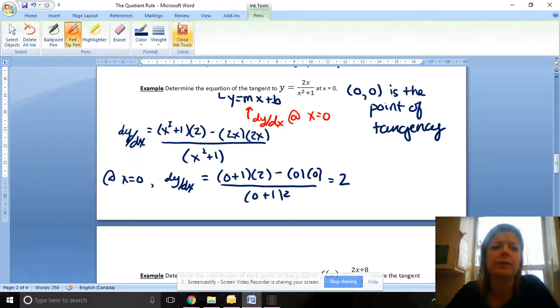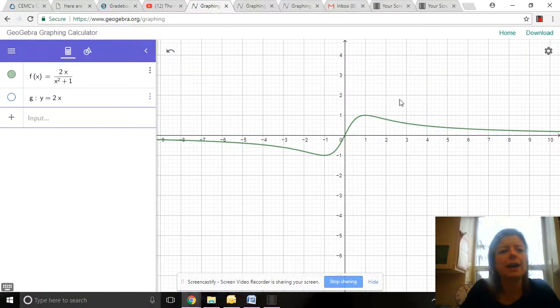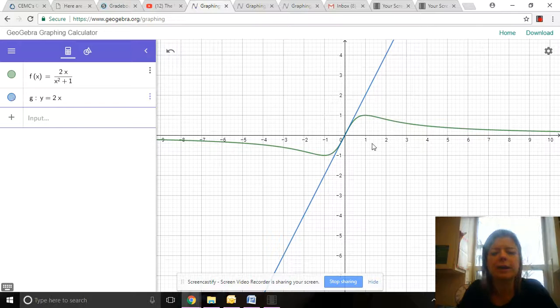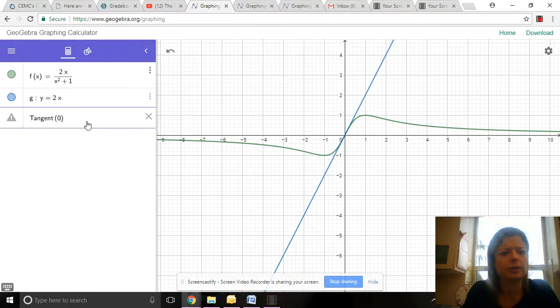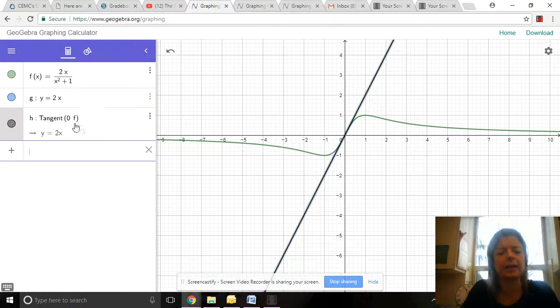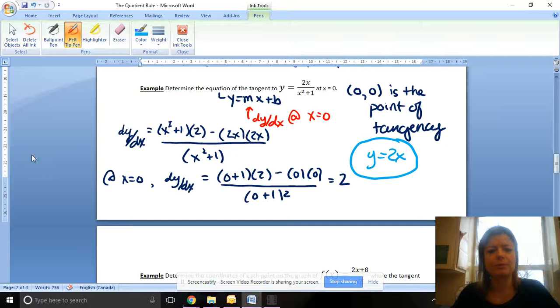So it's quite clear then that my answer to this question is y equals 2x. Okay, because the y-intercept is 0. That's the equation. So if you go back to the graph, you can see here y equals 2x. That is the tangent. Okay, also if you're in GeoGebra, you can put tangent at 0 of f, and it gives you that it's 2x. So you can do that in GeoGebra as well. So there you go. That is that question. Okay, let's move on to the next example.